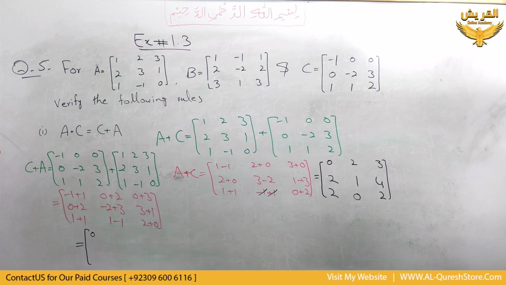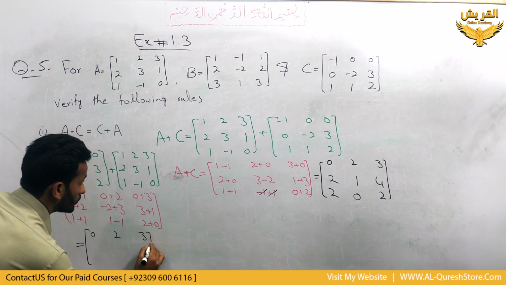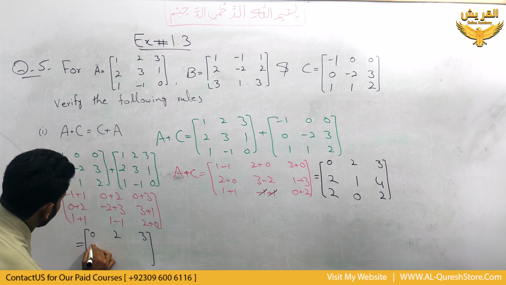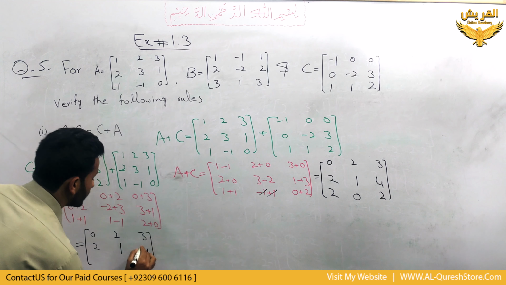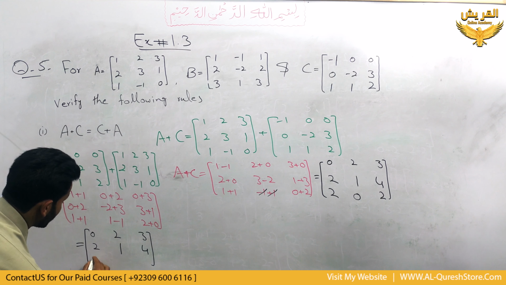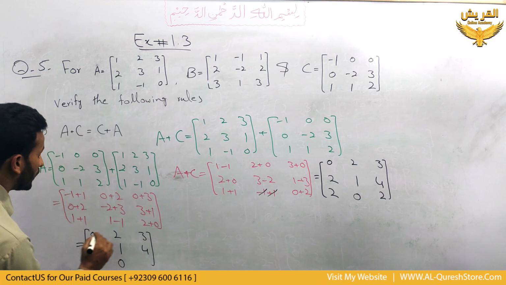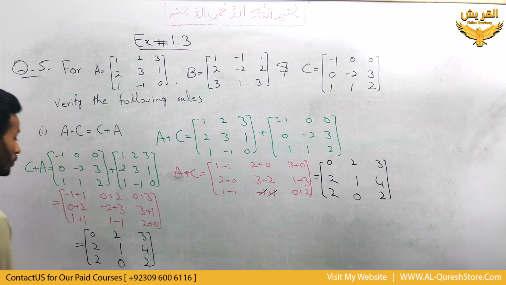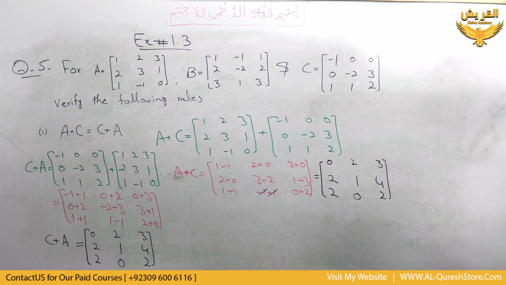For the solution, minus 1 plus 1 becomes 0, 0 plus 2 becomes 2, 0 plus 3 is equal to 3, 0 plus 2 is equal to 2, minus 2 plus 3 is equal to 1, 3 plus 1 equals 4, 1 plus 1 equals 2, 1 minus 1 becomes 0, and 2 plus 0 becomes 2. Seeing these two matrices A plus C and C plus A, both these values are equal.